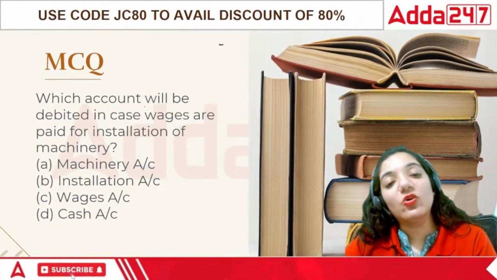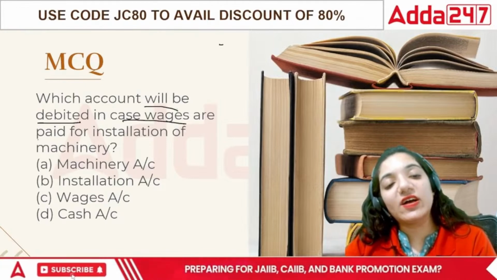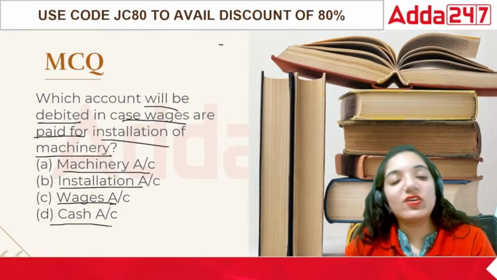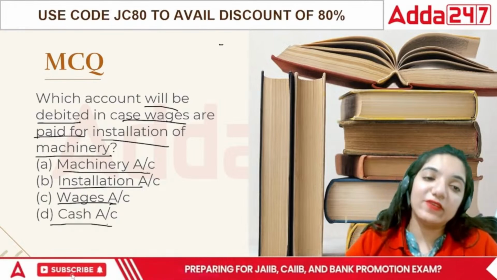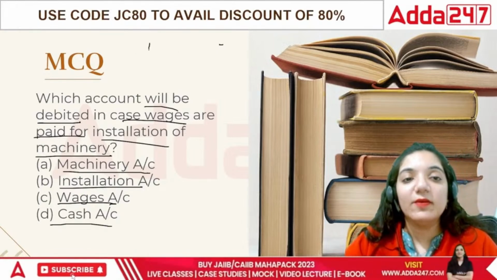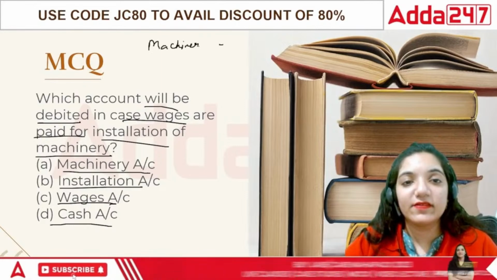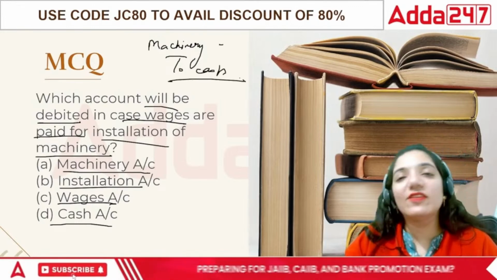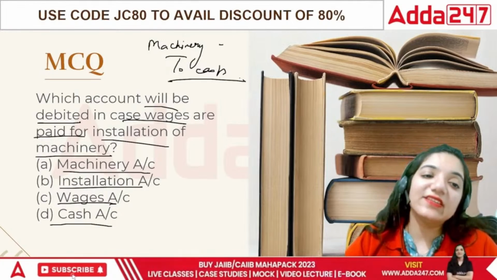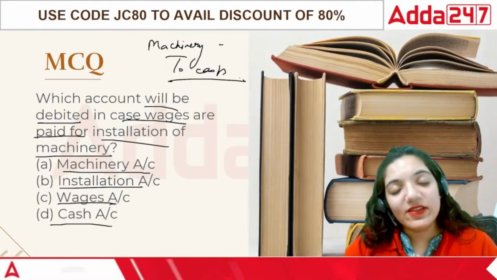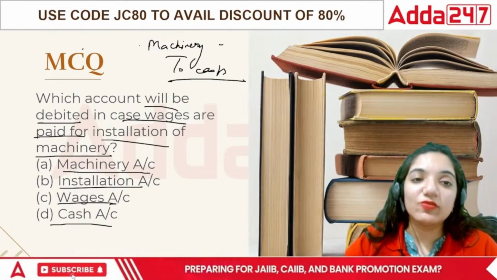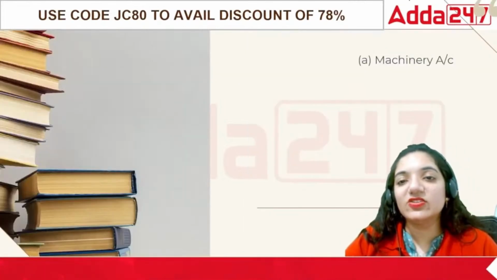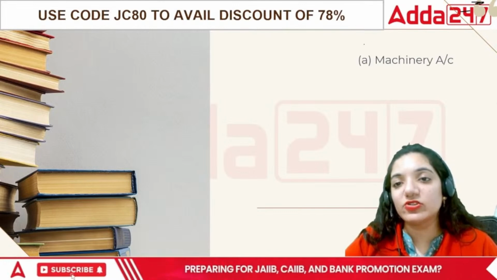Question: which account will be debited in case wages are paid for installation of machinery? Machinery account, installation, wages, or cash? Since in this case we are paying for the wages, the correct answer would be machinery, because without paying for the installation, can we have the particular machineries installed in our area? We cannot have it. To have that, we will have to pay. So in this case, the correct answer would be machinery to cash. It would go to the machinery account.